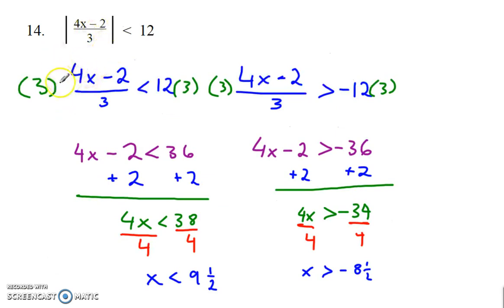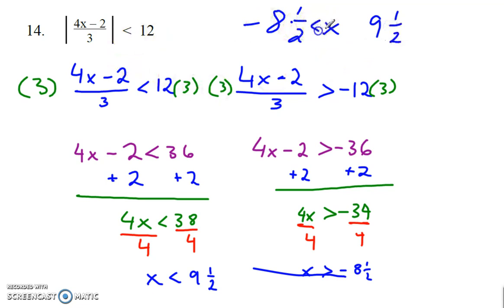Alright, here's the work for number 14. Not going to go into great detail, but remember to get rid of a fraction: first multiply by the denominator, and then undo the rest of this. Finally, this is less than, so that's an AND statement. So we're going to take our smaller number, -8.5. Then we put x in the middle, and then 9.5 here.